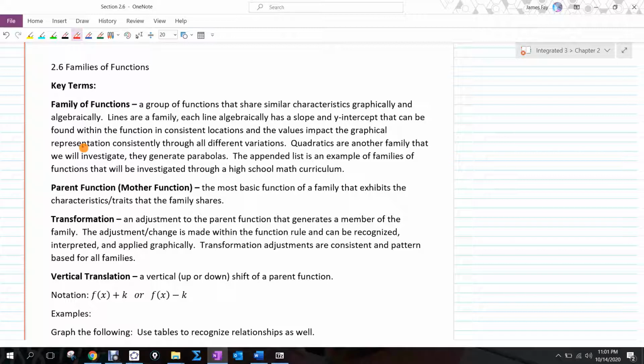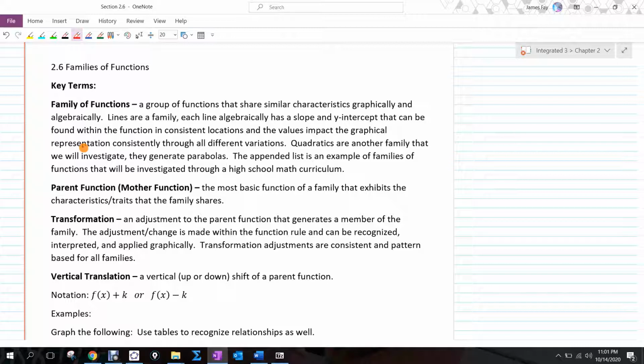slope and it has a y-intercept, and they can be found within the function in consistent locations. Slope is always in front of the variable. The y-intercept is always the constant. And those values impact the graphical representation consistently. So for any two lines, I look at their algebraic rule, I know how the values inside that algebraic rule are going to affect the graph. Okay, so that's what I mean by the graphical representation consistently through all different variations.